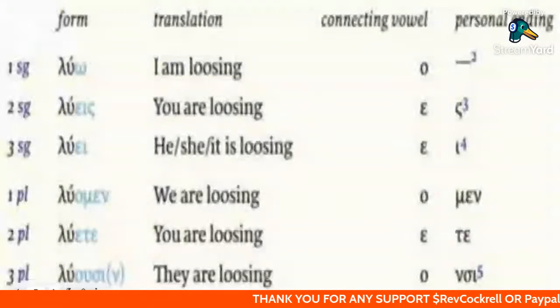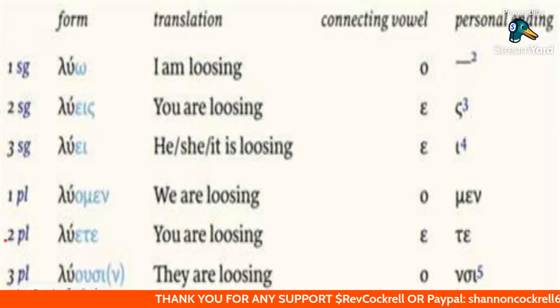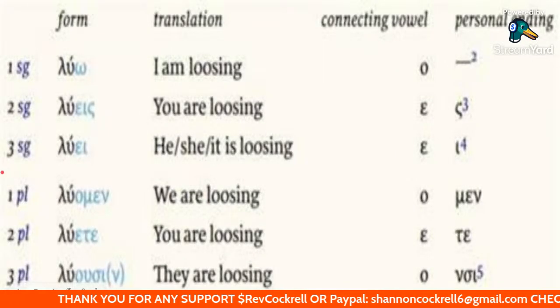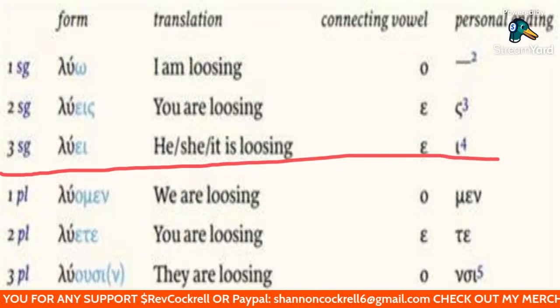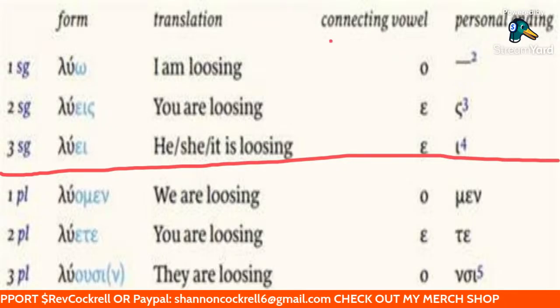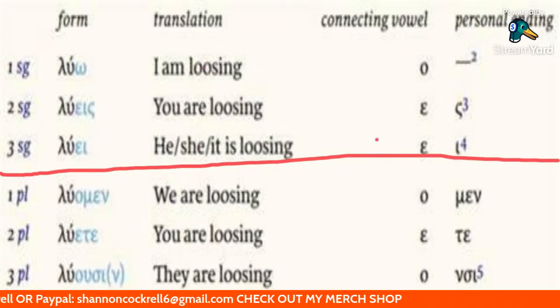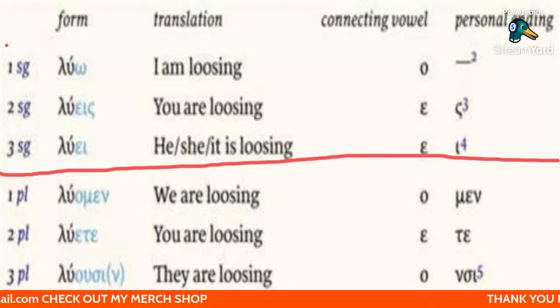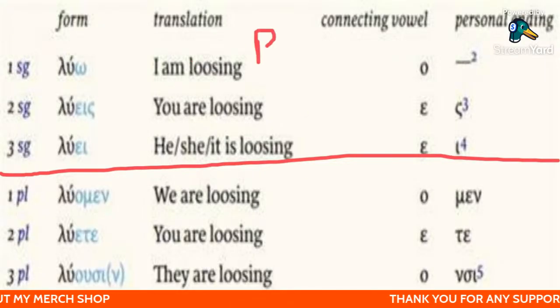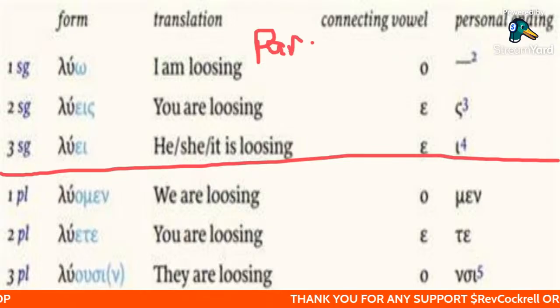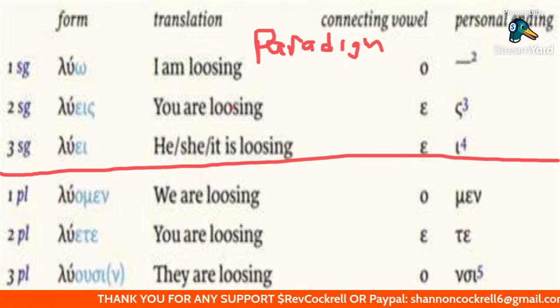So yeah, we talked about that. Okay, so this is just an overview, and we're going to go deeper in the next lesson, looking at the connecting vowels and things like that. I just want you to see this. This is called a paradigm. Paradigm just means a pattern.